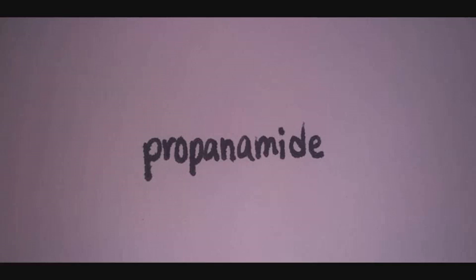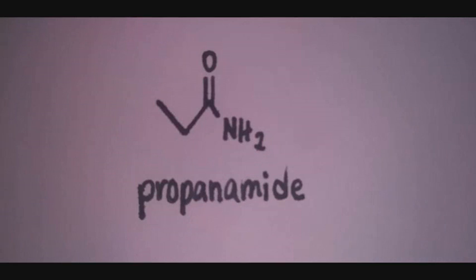To draw this functional group, identify first the longest carbon chain based on the prefix of the name. In this example, propa corresponds to 3 carbons. After drawing the 3 carbons, add the amide group. You have now successfully drawn an amide functional group.